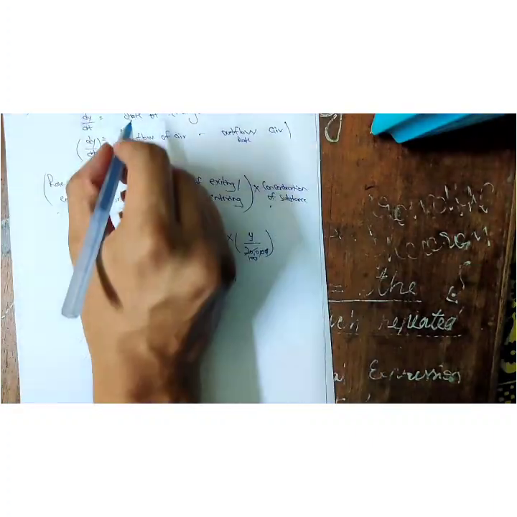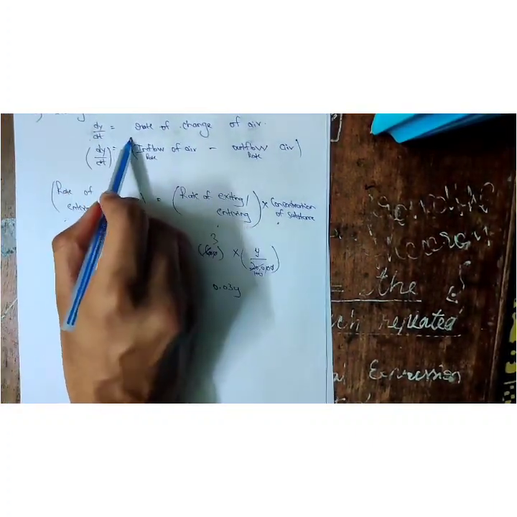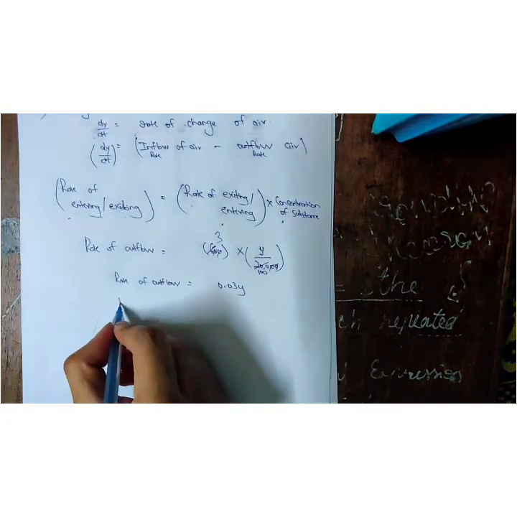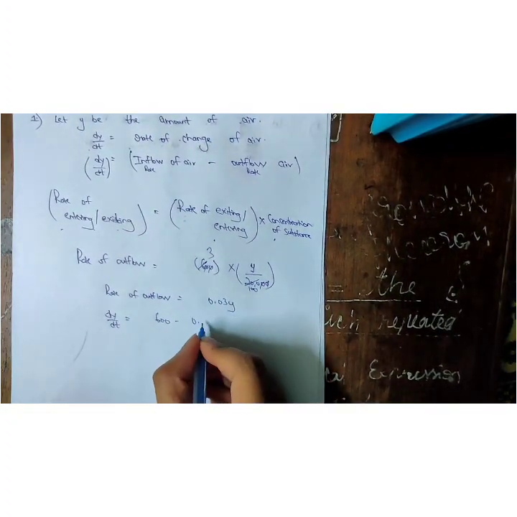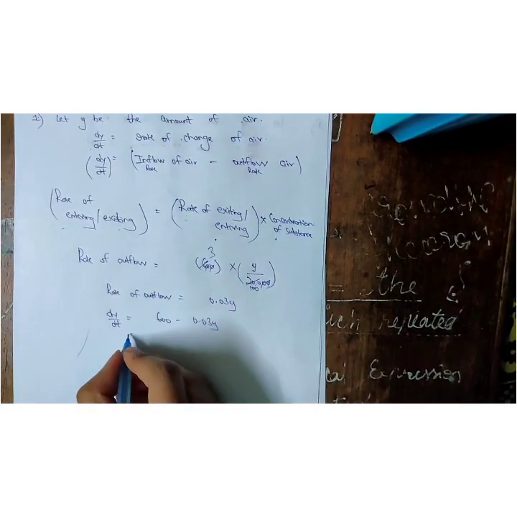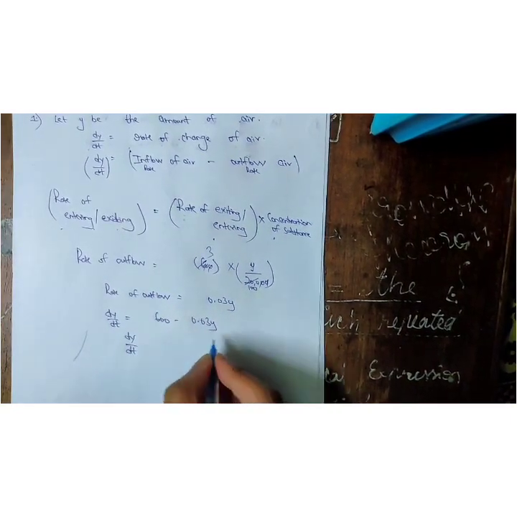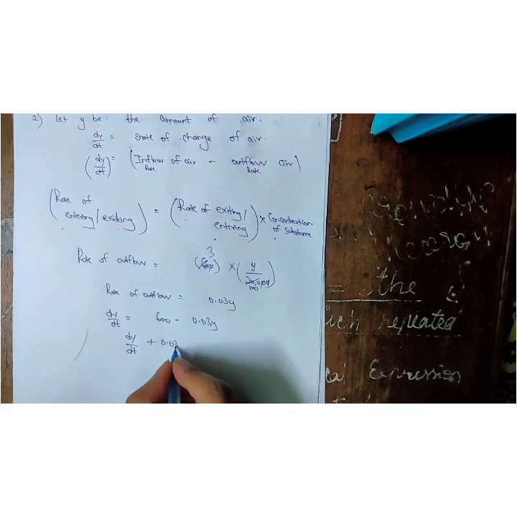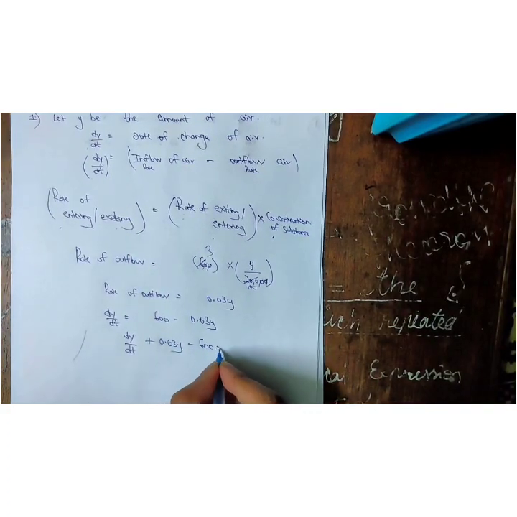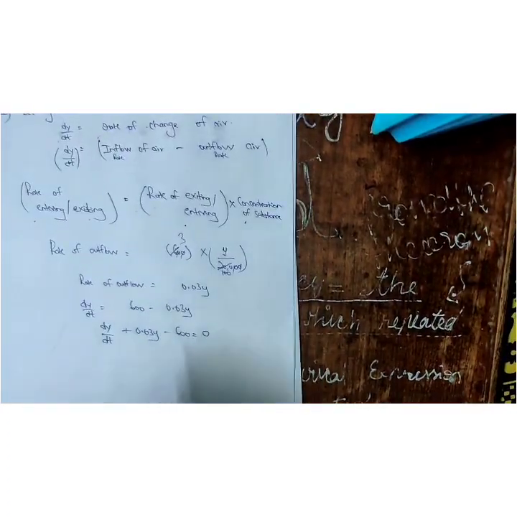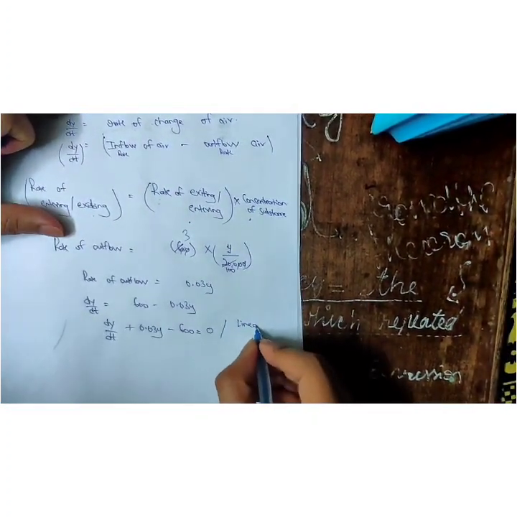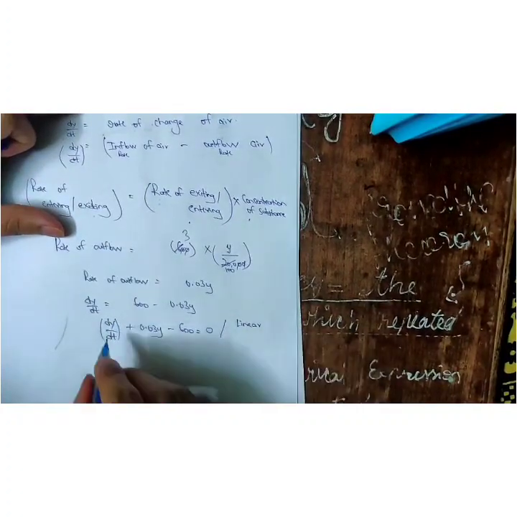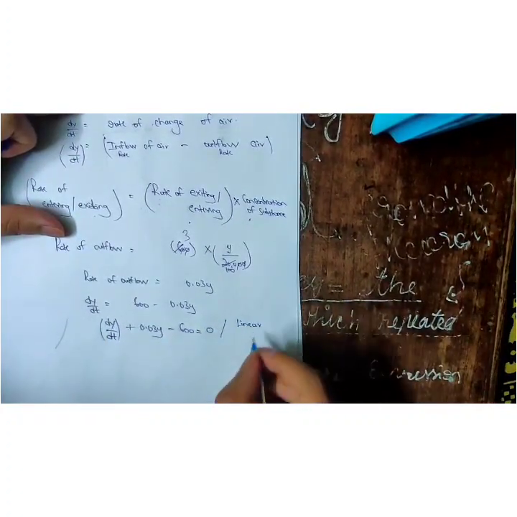Now rate of change of air, dy by dt, is equal to inflow of air, which is 600, minus outflow of air, 0.03y. So just take it to this side: dy by dt plus 0.03y minus 600 is equal to 0. Guys, this is a linear equation, because there is only dy by dt, not d square y by dt square and all.